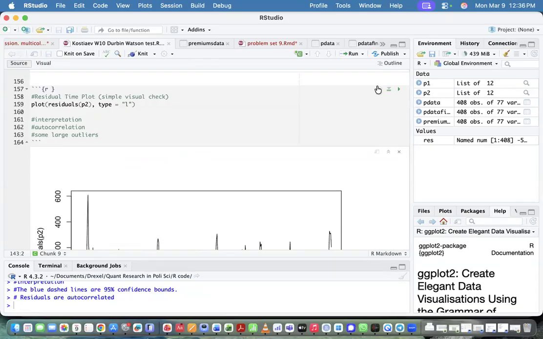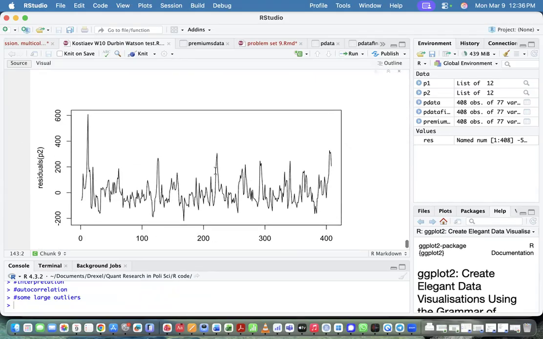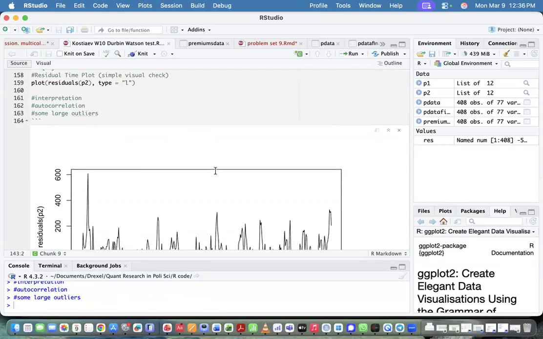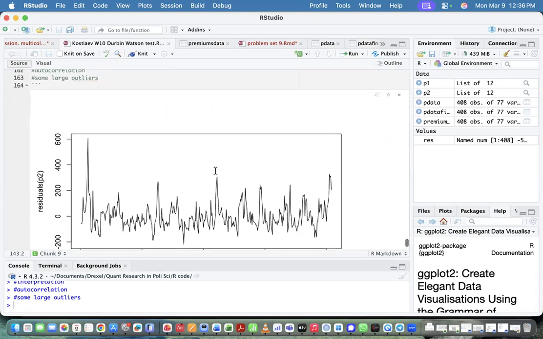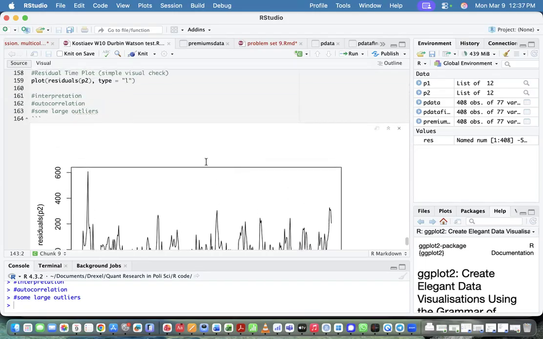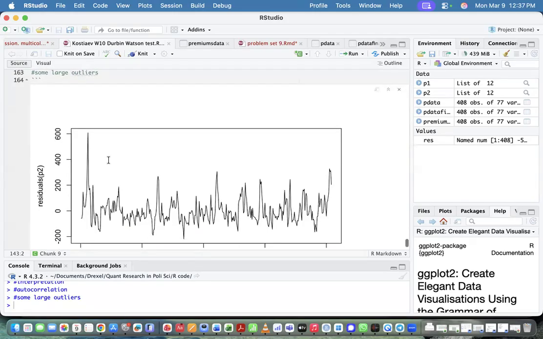And then we can plot residuals. And again, it kind of looks like a pattern. We do see autocorrelation. Again, interpretation of residual plots is really simple. If it looks random, if there is no particular pattern, then we don't have a problem. But if you see some kind of pattern, then we do have a problem, and we do see some outliers in the data.